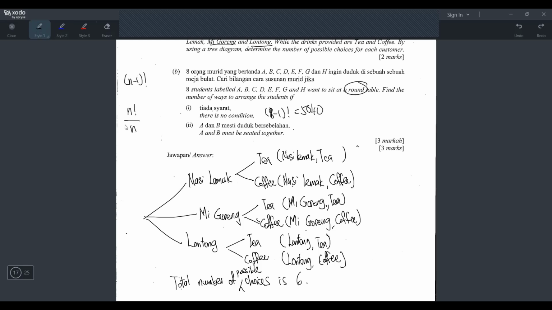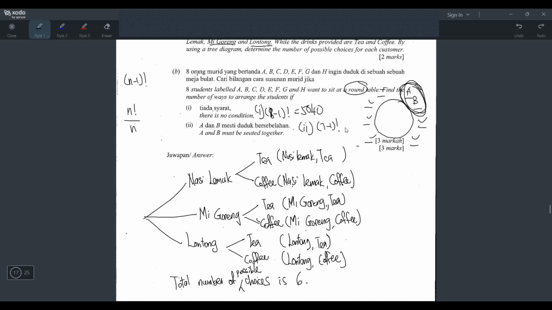Okay, you can try. Next question, it says A and B must be seated together. So this is question 1 answer. For question 2, they want A and B seated together. So let's draw it out. We have 8 students, 1, 2, 3, 4, 5, 6, 7, 8. Since A and B must sit together, I will group them up like this, right? So we are not arranging 8 students in a circle. We are arranging 7, because if this one has to group together, it means 1, 2, 3, 4, 5, 6, 7. And since I'm arranging 7 in a circle, I will take 7 minus 1 factorial, or you can also say 7 factorial divide 7.